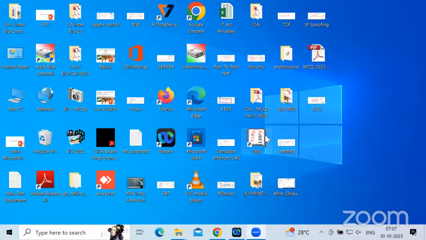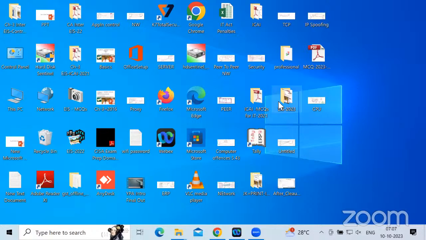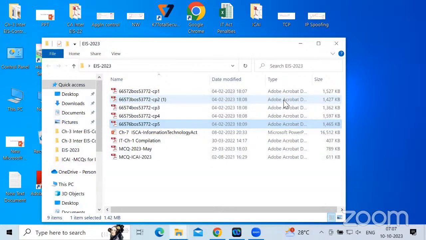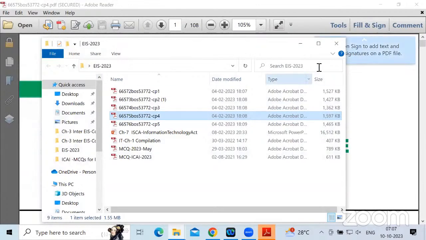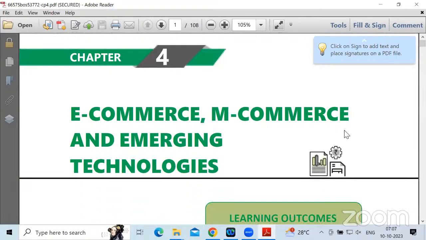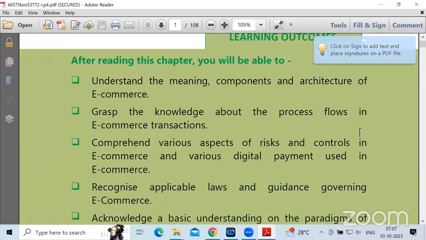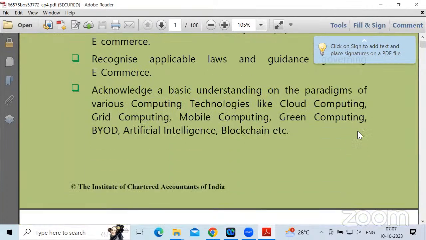Unfortunately, I have prepared slides for chapter number 3 only. While I was preparing slides for chapter 4 and other chapters, the syllabus got changed. Therefore, I do not have the slides. So directly we'll go to the study material. And students, I strongly advise all of you, please concentrate only on the study material.